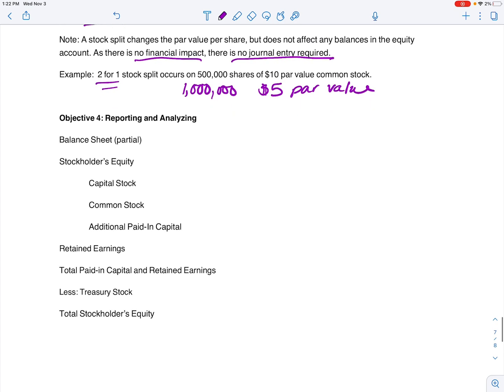And then just understand how the balance sheet, the stockholders' equity section goes, especially pay attention to that, where that treasury stock falls and how it is less. Hopefully that helps. Let me know if you have questions.